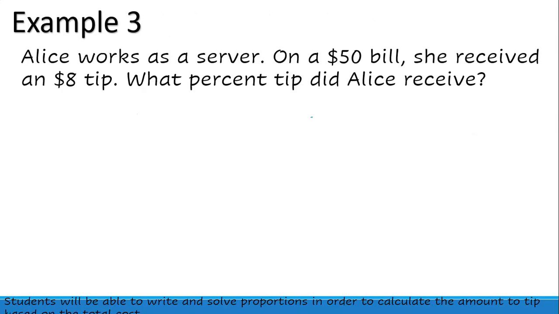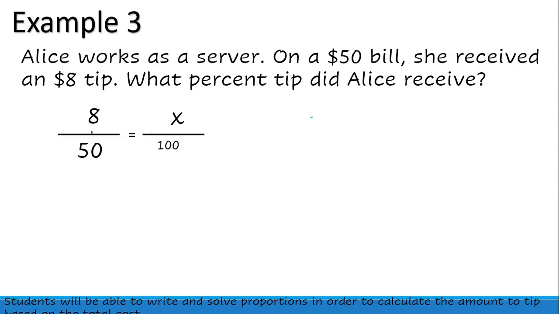Alice works as a server. On a $50 bill, she received an $8 tip. What percent tip did Alice receive? Well, here's our formula. What was her tip? Good, $8. What was the total? Right, $50. What percent did she receive? So we're looking for the percent. So that's our X.